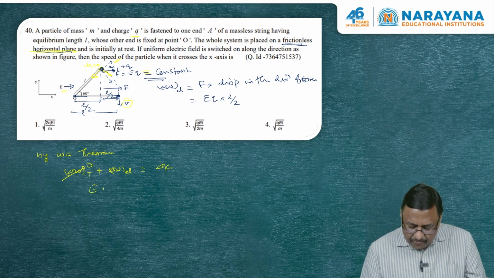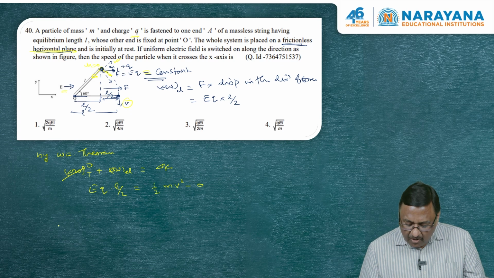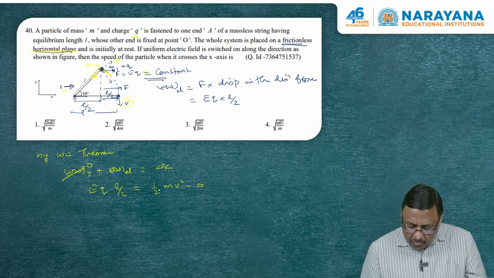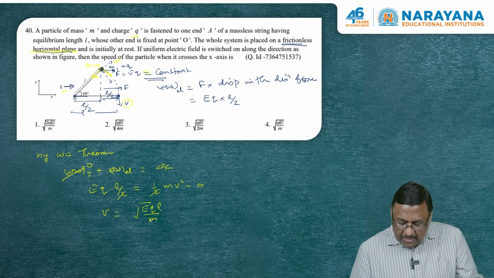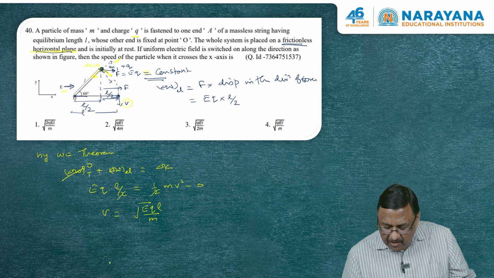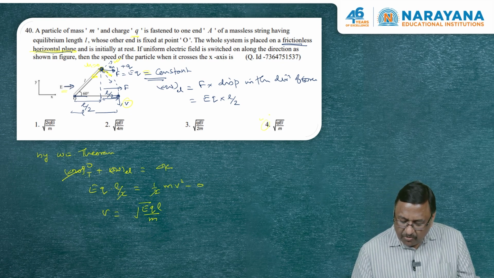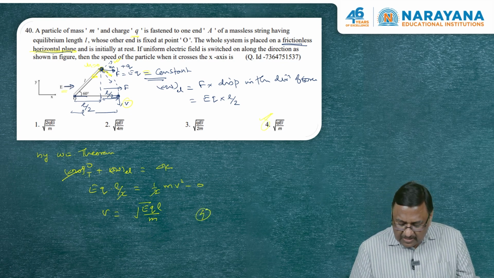EQ is force, L by 2 is displacement, and change in kinetic energy is half m v square minus initially it was 0. If I solve this, 2 cancels out from here. My velocity is under root of EQL divided by m. EQL upon m should be the answer for this. Is there any option here? Yes, this is option number 4. So I can say yes, fourth is the right option.